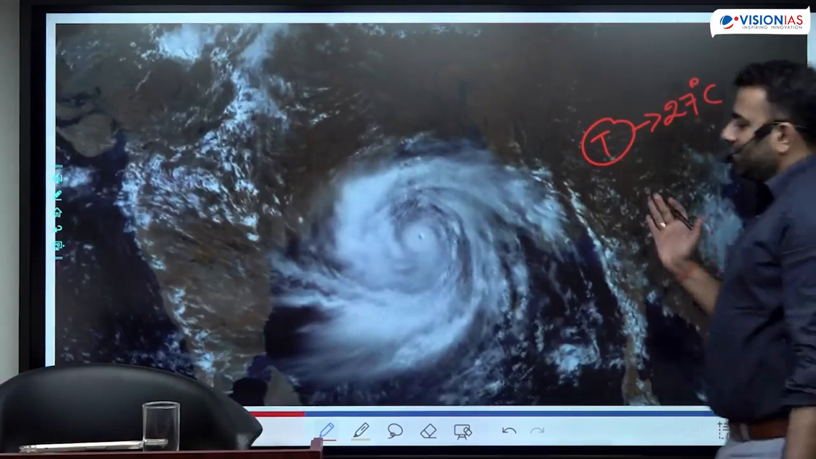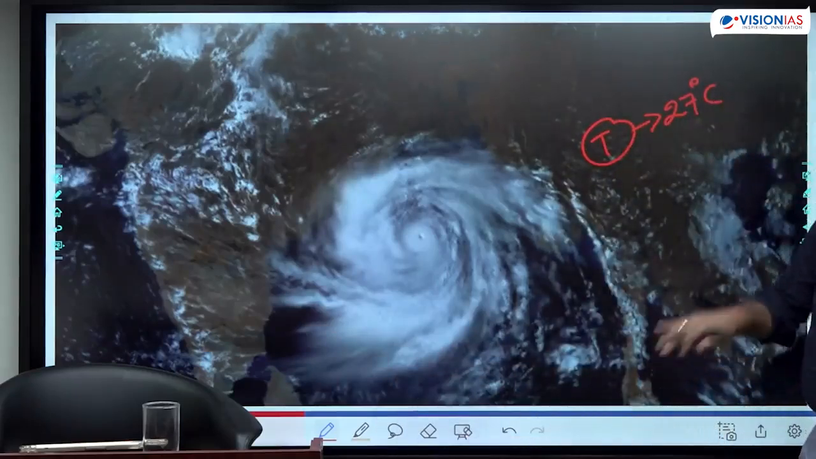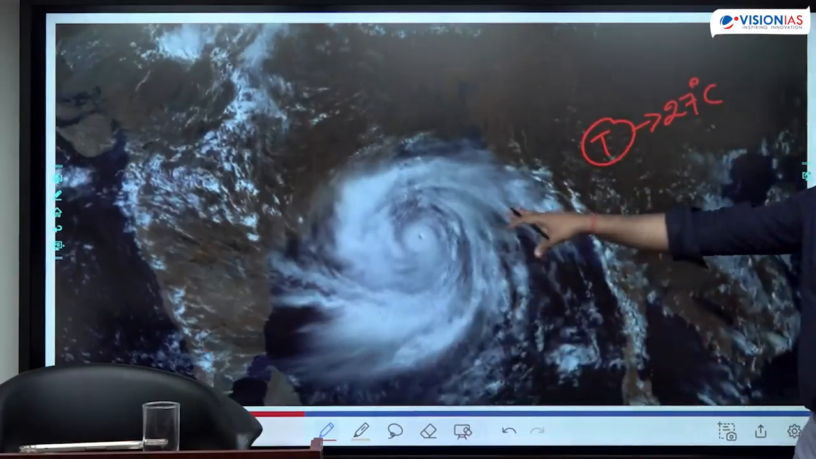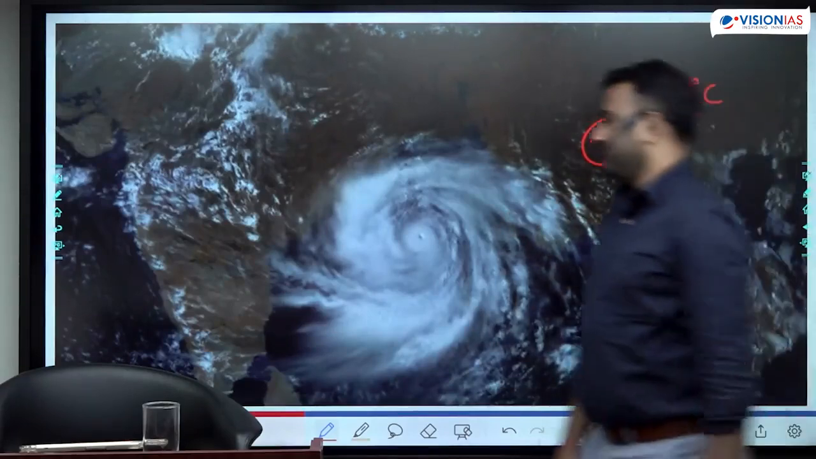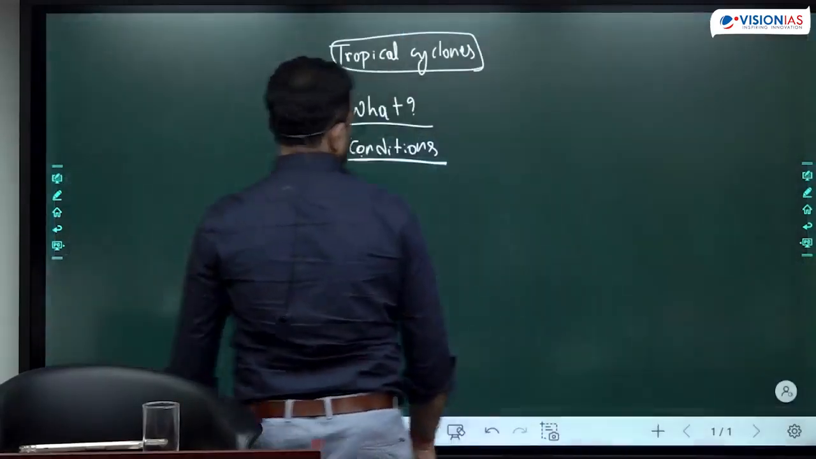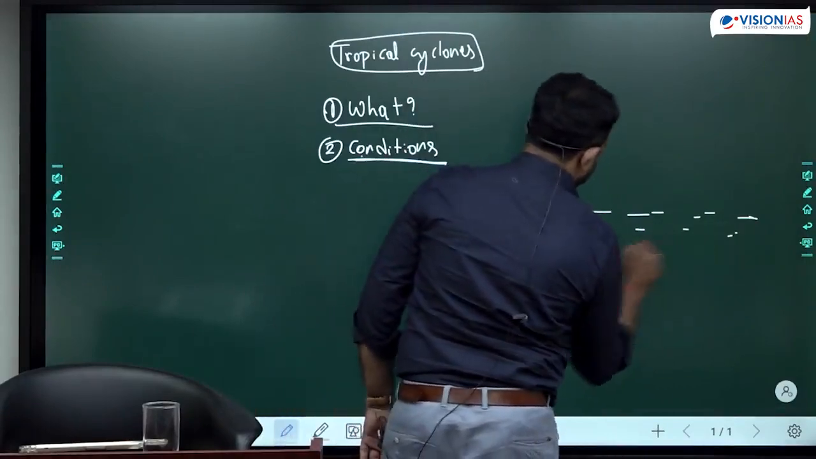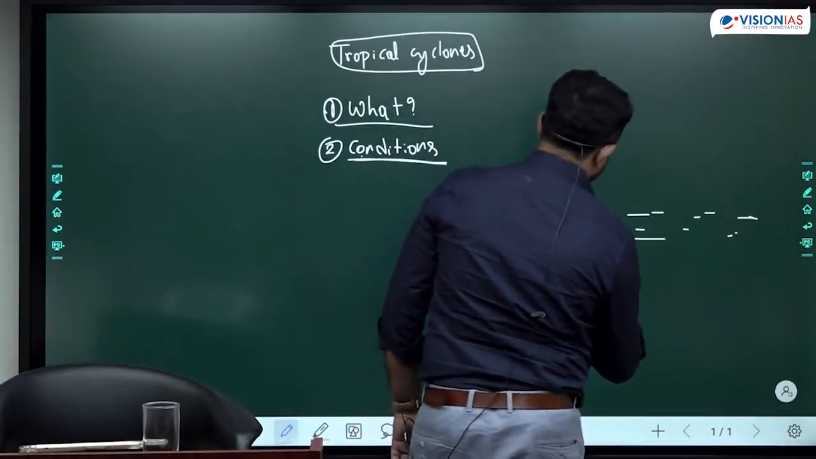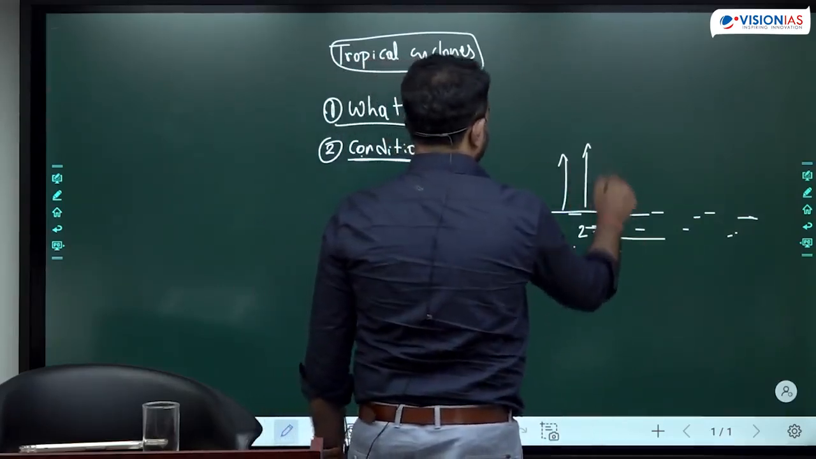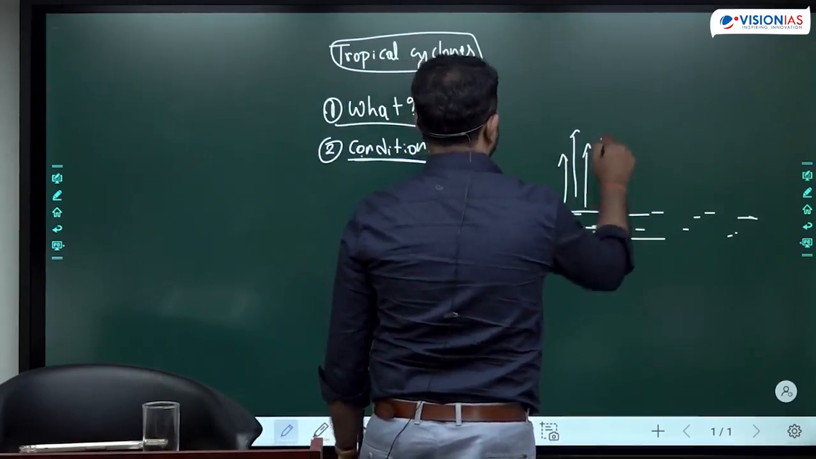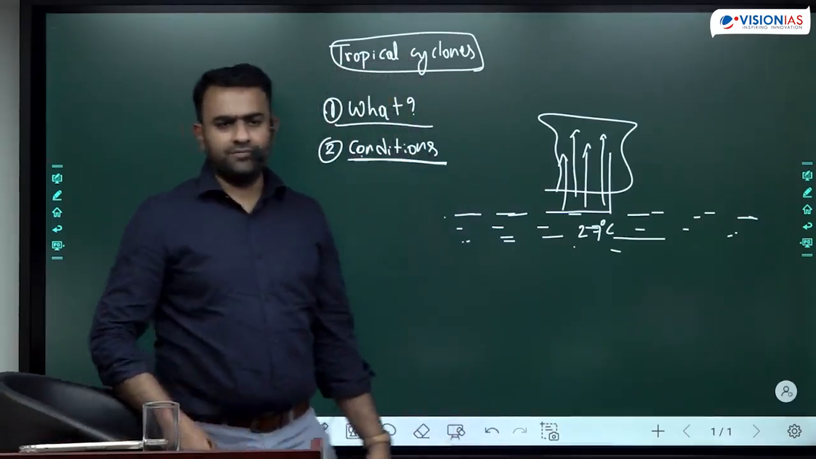And this kind of temperature should not only be near the surface, the water should be deep enough with this high temperature. So imagine this is the surface area where the temperature is 27 degrees Celsius. It triggers strong convection and results in building up of clouds. ठीक है, शुरुआत तो ऐसे ही होता है.